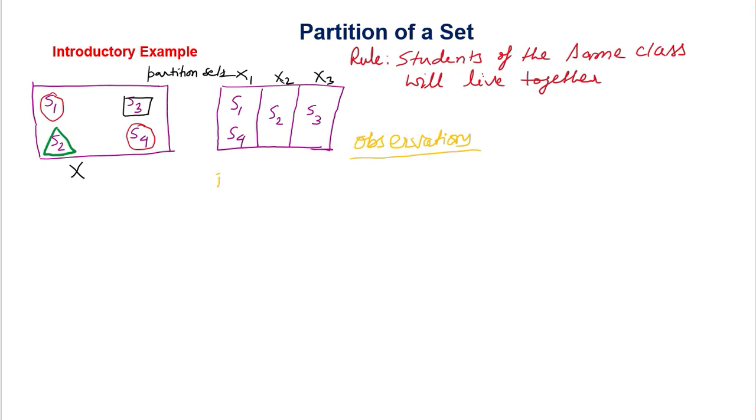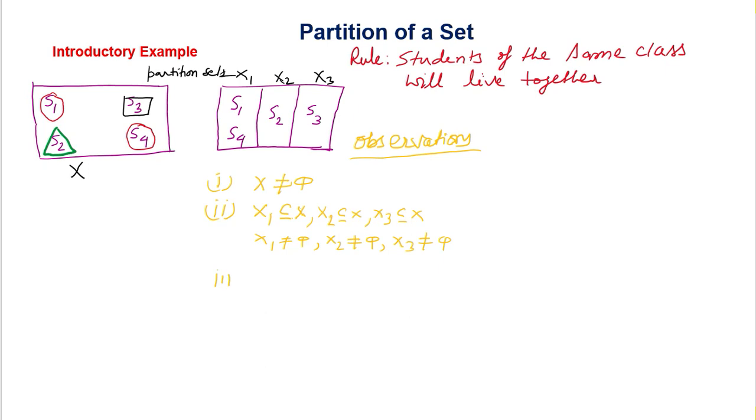Now, first observation is the full set X is non-empty. The second observation is that X1 is a subset of X, X2 is a subset of X, X3 is a subset of X. Also, X1 is not equal to phi, X2 is not equal to phi, X3 is not equal to phi.